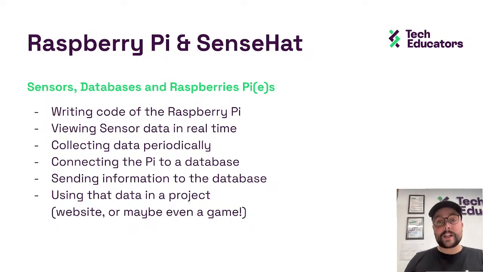We looked at how you can write code that runs on it. We talked about viewing the information coming out of the sensor in real time. We looked at periodically collecting that data, maybe every second, every 30 seconds, every 60 seconds, connecting to a database and sending that information to it. And then we looked at using that in a project, which could be a website or a game. If you are a software developer or a game developer, you can take this information from a database, get it into an API, which we'll talk about in a minute, and make whatever you want with it. Pretty cool.